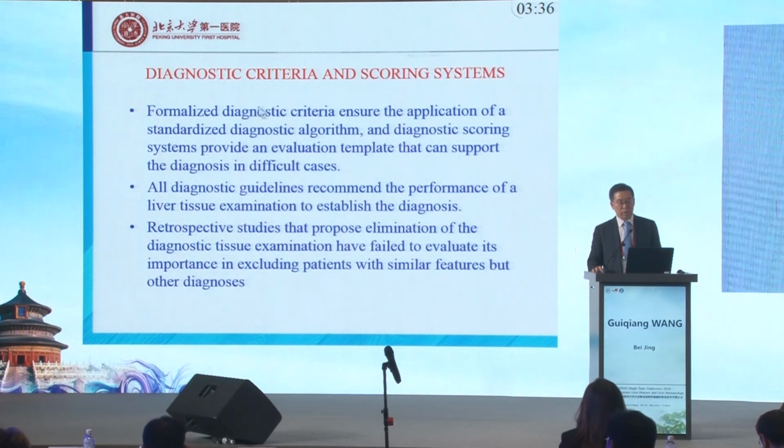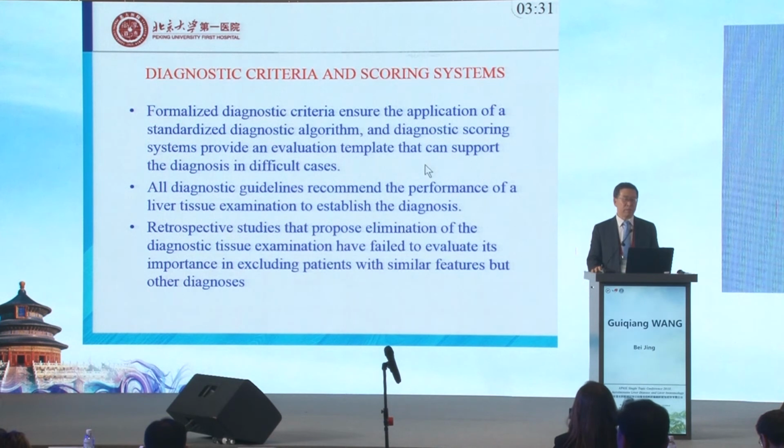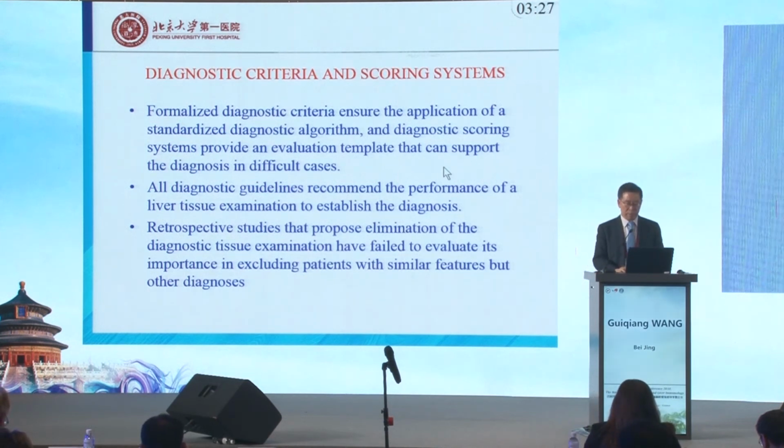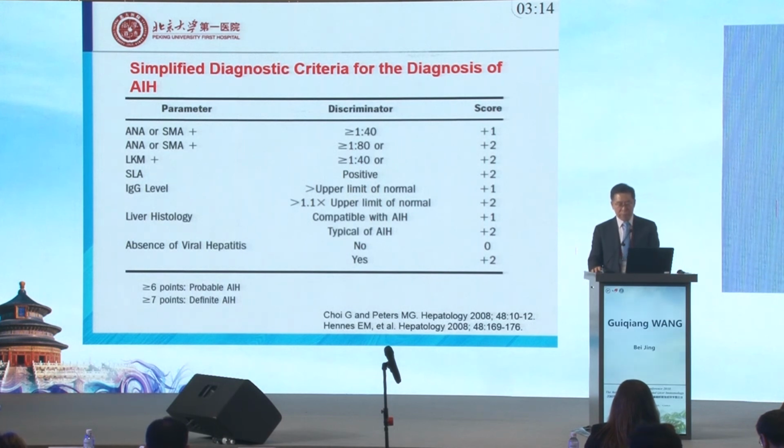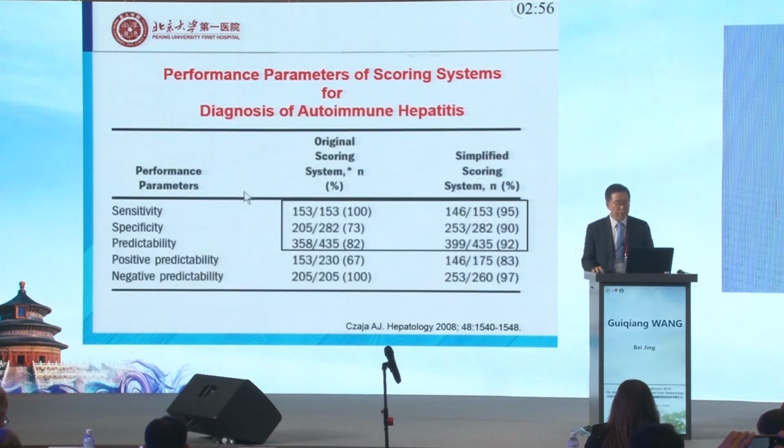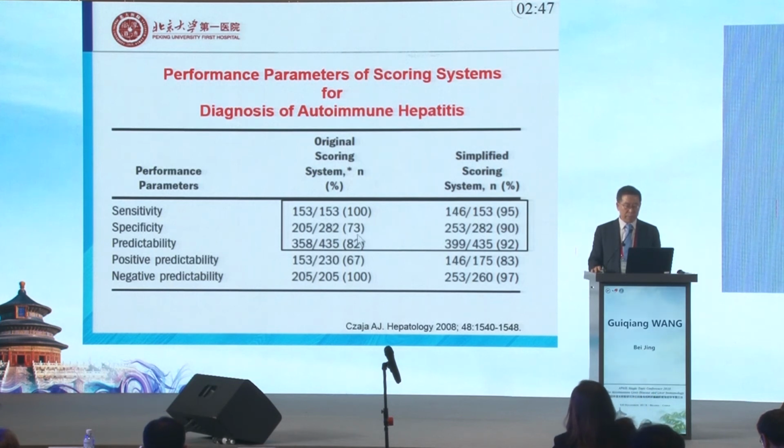How about the diagnostic criteria and the scoring system? Because there is no specific marker, the scoring system is important for the diagnosis of this kind of disease. I will not go into details. This is the revised original scoring system, and this is the simplified diagnostic criteria for autoimmune hepatitis. The simplified score system is very useful for Chinese patients. Professor Ma from Shanghai published the study. You can see the performance of this score system is not bad for the diagnosis of autoimmune hepatitis. The sensitivity is good and comparable between the original and the simplified one, but the specificity seems better for the simplified one compared with the original one.